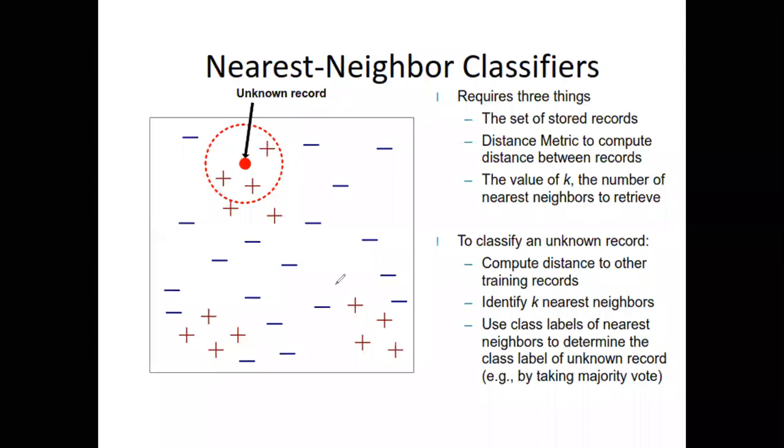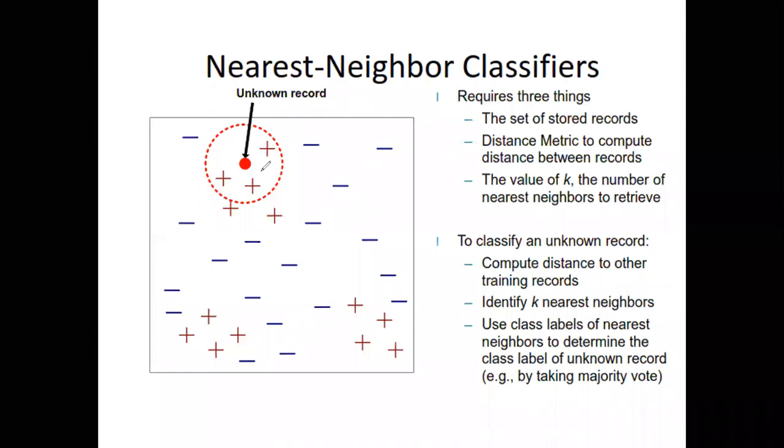What do you need to do if you want to find out whether that red dot belongs to positive or negative? One thing is I have to find out how far this red dot is from all these examples. One by one, I have to compare the distance between this red dot and all these examples. We call it distance. You need to compute the distance between this red dot and this minus, this red dot and this plus, and the remaining examples. That's the first thing.